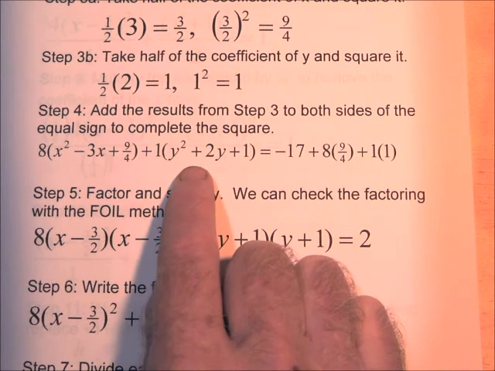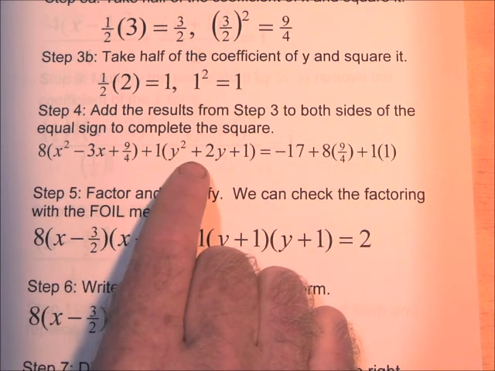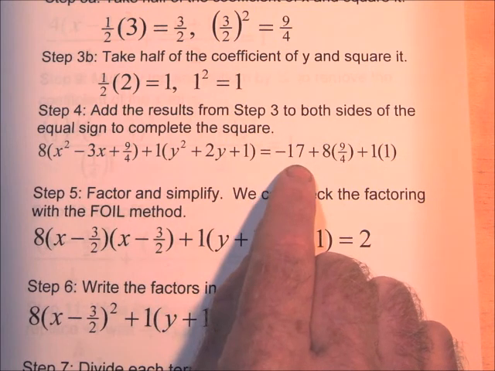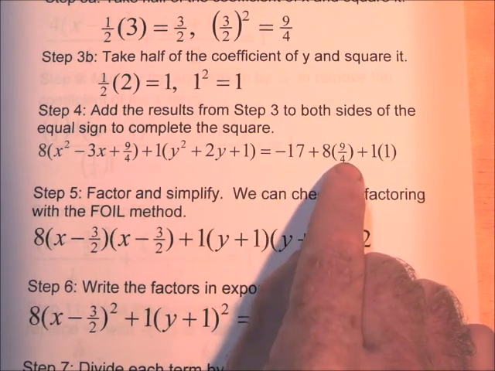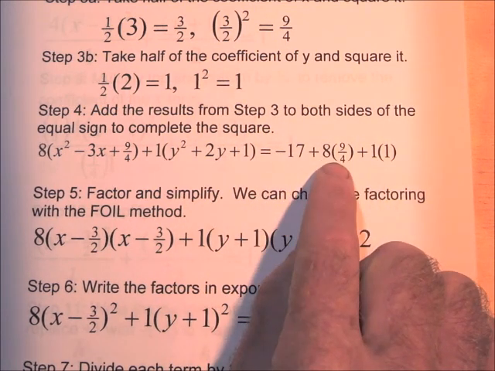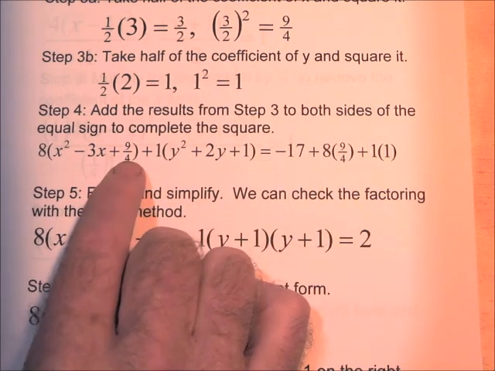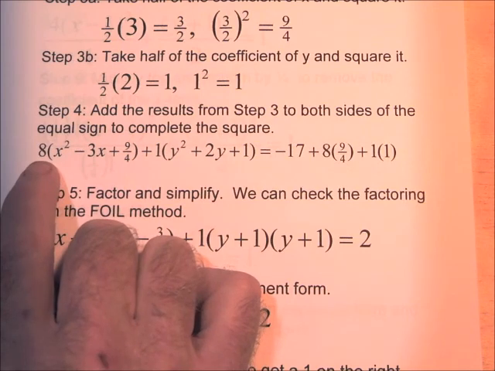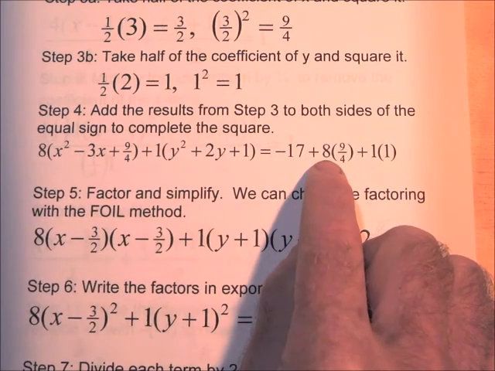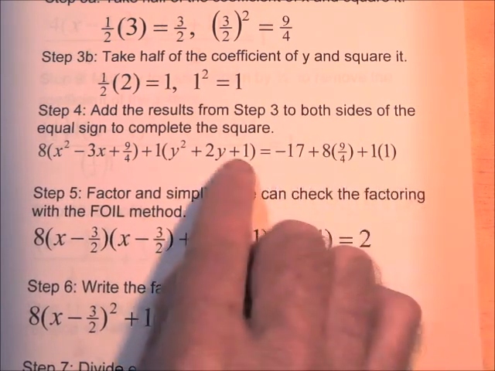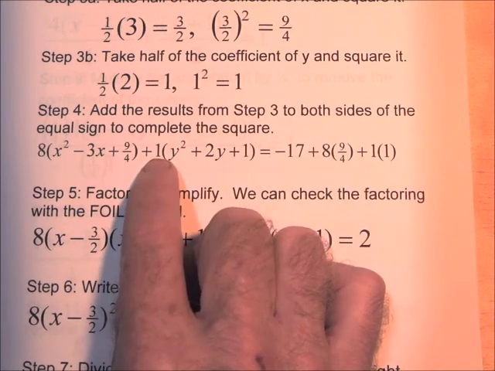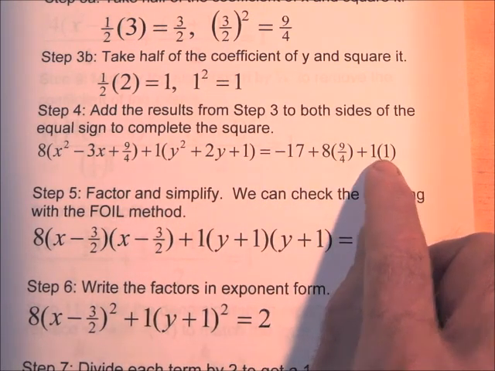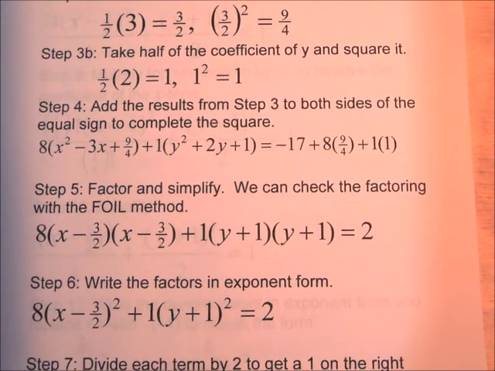And in order to keep this equation equivalent to the original equation, we need to add the same thing to the other side of the equal sign. So the 9/4 that we added was inside parentheses with the 8 on the outside, so we want to add 8 times 9/4. And the 1 that we added is inside parentheses with the 1 on the outside, so we want to add 1 times 1. Okay, so now we can factor these.